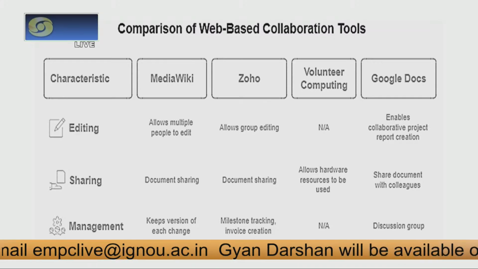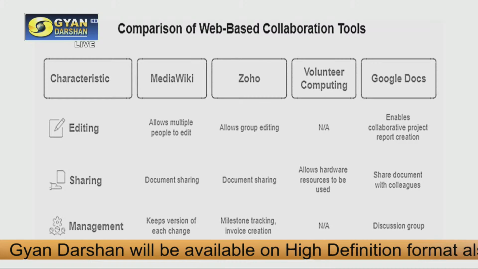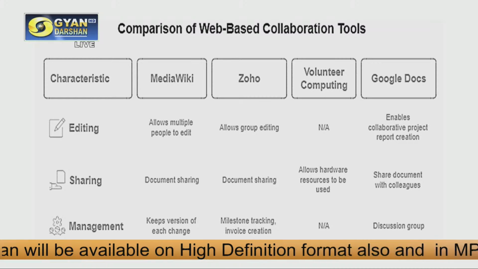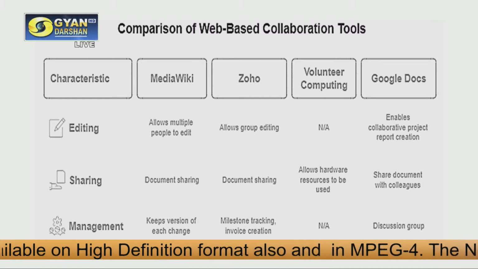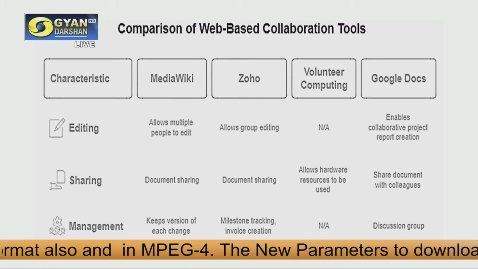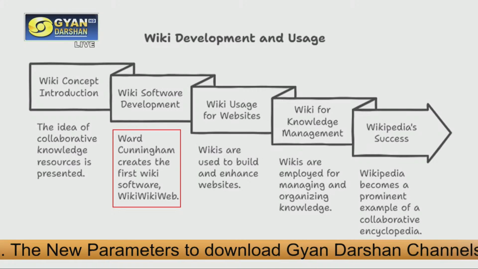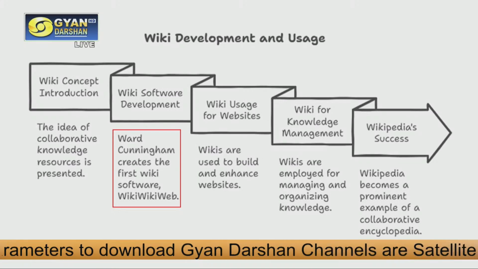So nowadays with Google Docs, people are sharing their thoughts, working in a collaborative environment, developing documents, and doing analysis. All those things they are doing using Google Docs, Google Sheets, and Google Presentation. Many collaborative tools are available on the Google platform. Now the next important tool is Wikipedia.